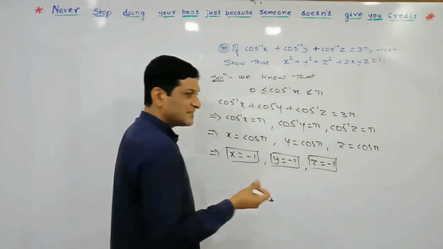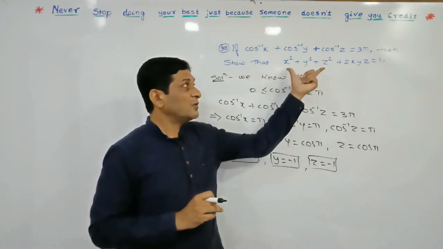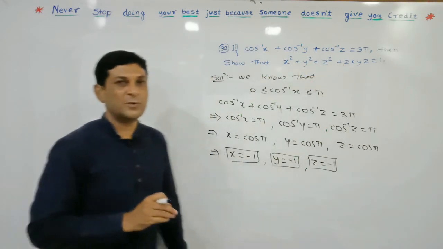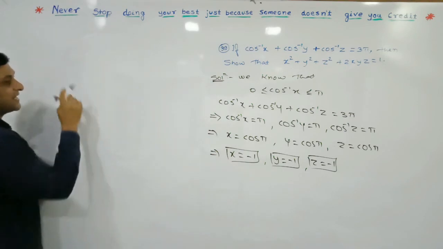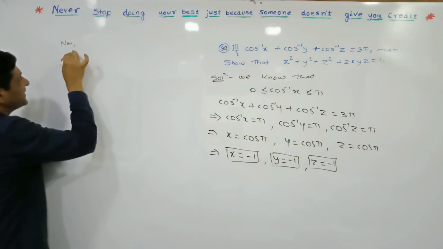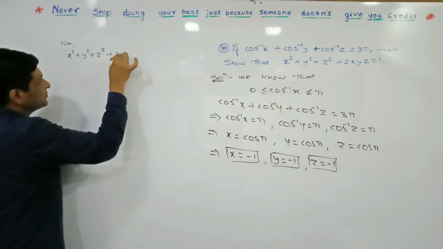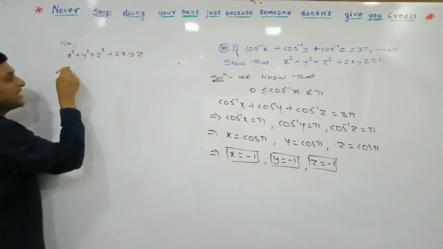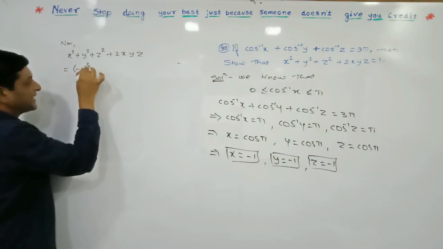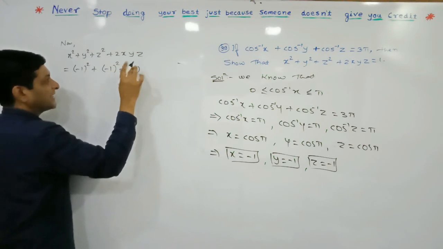Once the values of x, y, z are known to us, now we will focus on our required result. We have to show that the value of x square plus y square plus z square plus 2xyz is equal to 1. So let us consider the left hand side. What is the left hand side? x square plus y square plus z square plus 2xyz. Now we are substituting the values. What is the value of x? -1. So here we will get (-1) square, and replace y also by its value -1, z also by -1.